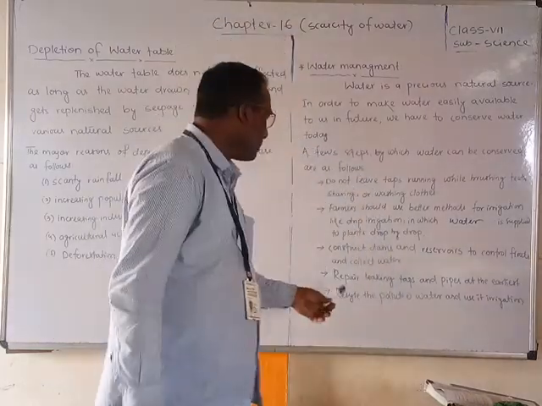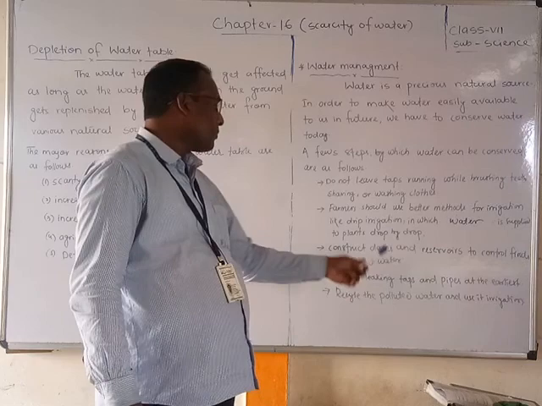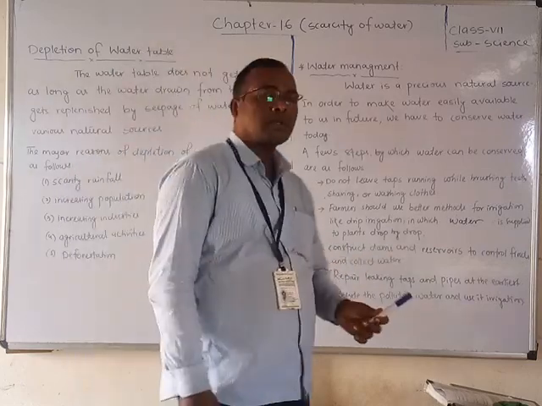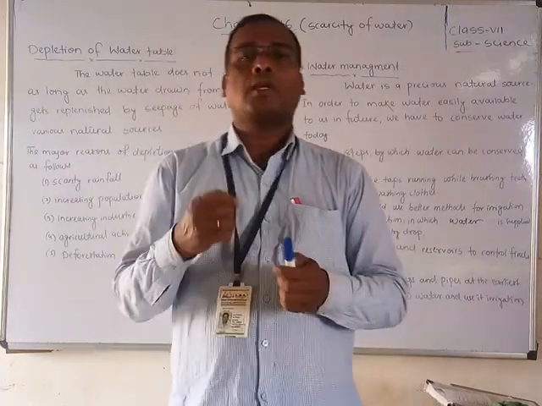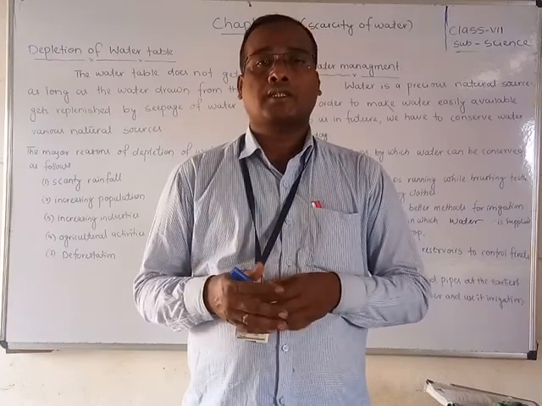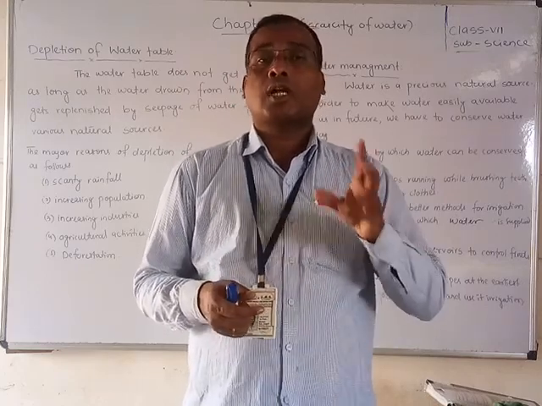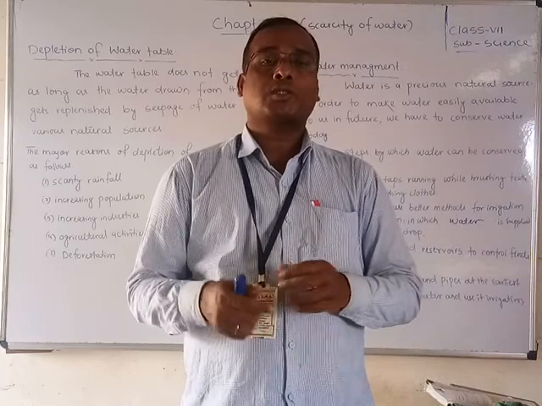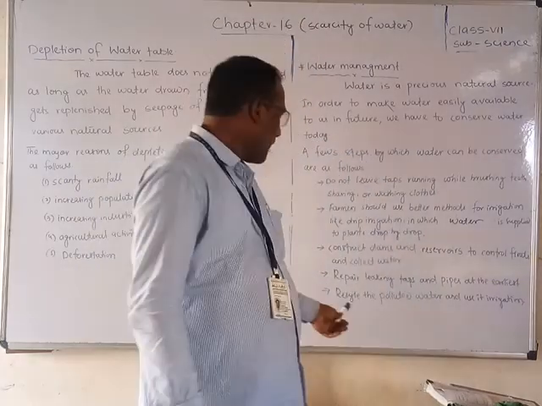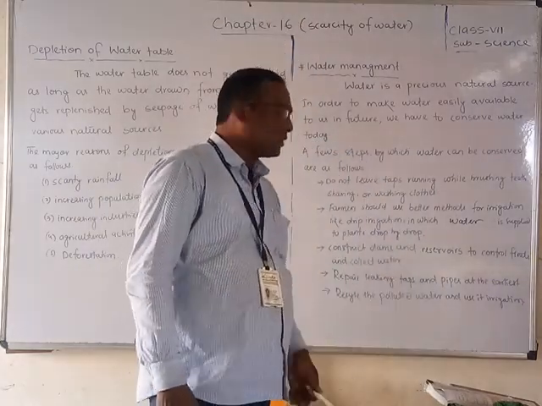Next, repairing leaking taps and pipes in the area. Sometimes many pipes leak, and water unnecessarily goes outside. That should be avoided and must be stopped. And recycle the polluted water and waste water for irrigation.